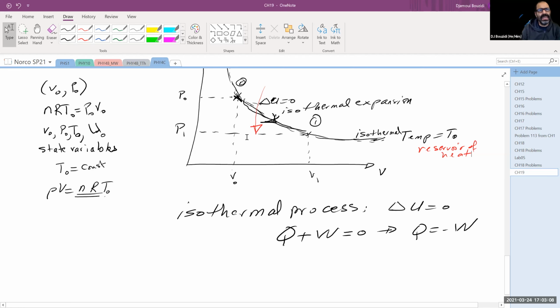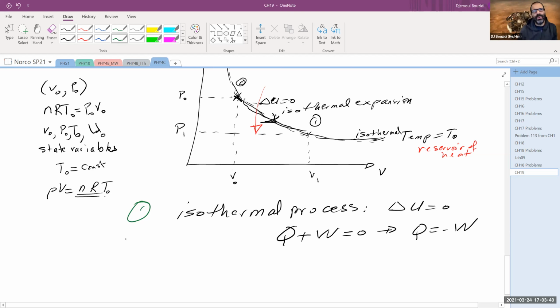And as it expands, so it takes heat, so its energy is supposed to increase, but it expands, it does work of that heat. So at the end, the amount of heat it takes algebraically is equal to the amount of work it does. And they are negative of one another because the temperature doesn't change, and the temperature and the energy are the same. So this is an isothermal process. This is process number 1. We need to keep track of these processes.